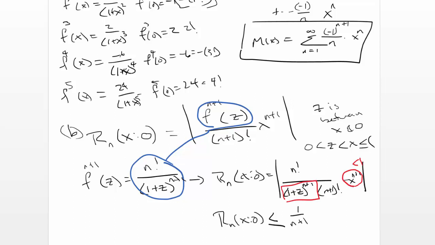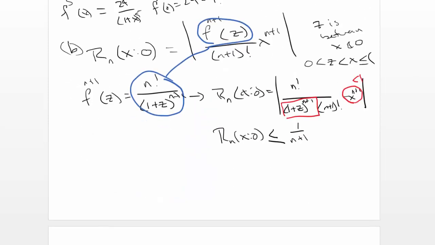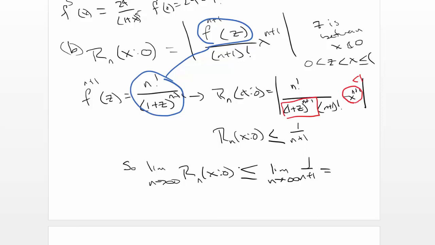So what does that mean? What's the limit as n tends to infinity of this remainder term? Well, this limit is definitely smaller than the limit as n approaches infinity of 1 over n plus 1. 1 over n plus 1, as n tends to infinity, tends to 1 over infinity, which is 0.